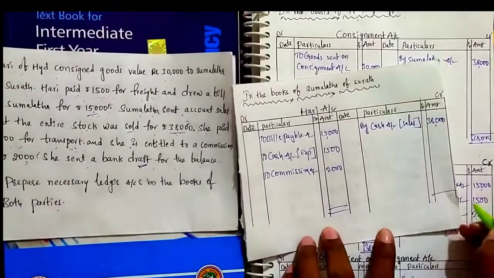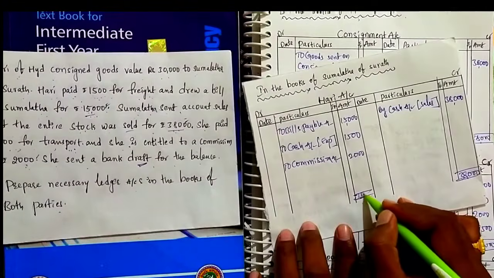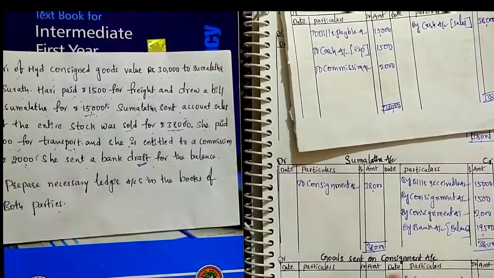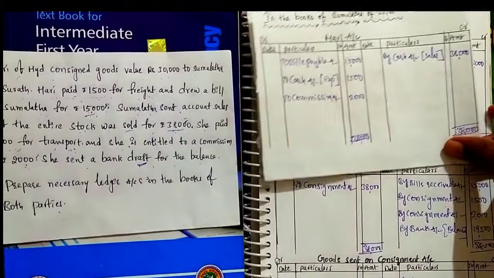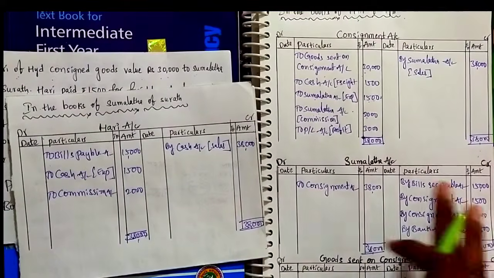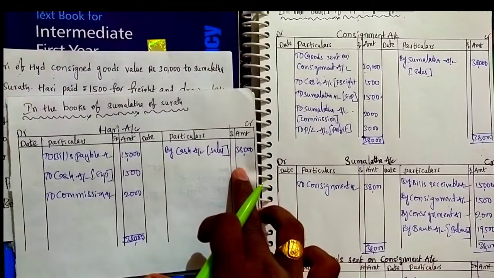See the total. Obviously the credit side is greater here, 38,000. The same answer will appear here also. See this, but reverse entries. Here all credit amounts are recorded on the debit side. Here debit side amounts are recorded on the credit side.